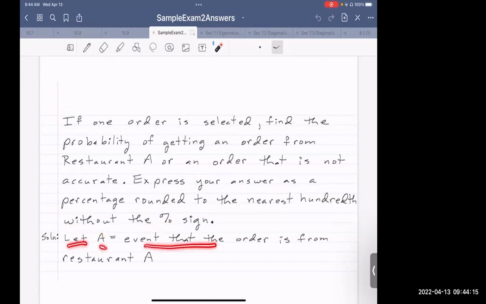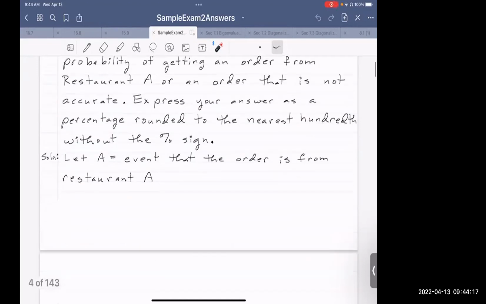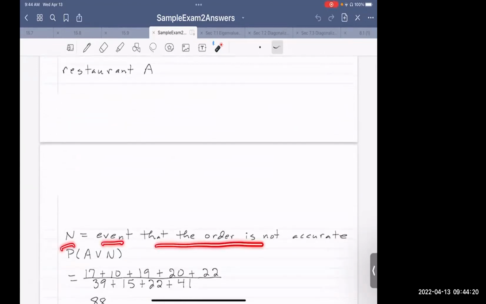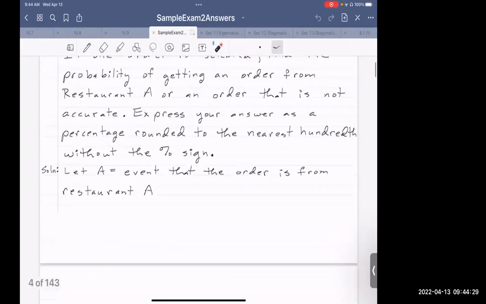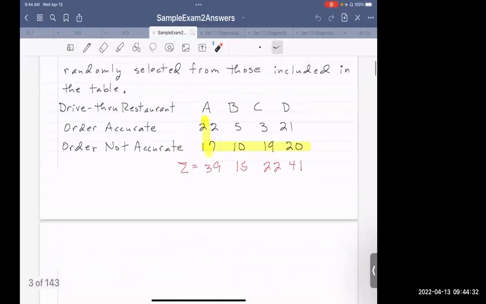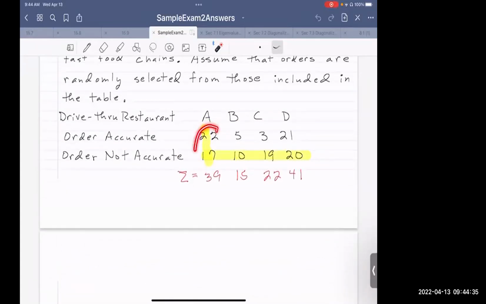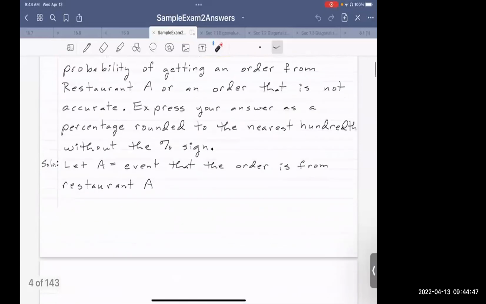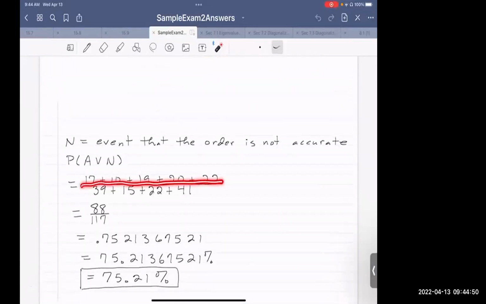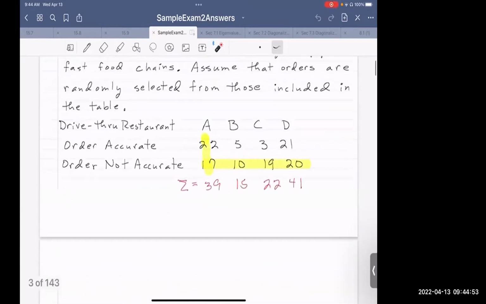So let A be the event that the order is from restaurant A. Let N be the event that the order is not accurate. So I want to find the probability of A or N, the probability that my order is from restaurant A or that is not accurate. And so let's add these all up. So 17 plus 10 plus 19 plus 20 plus 22, 88 over, well, let's find the grand total.